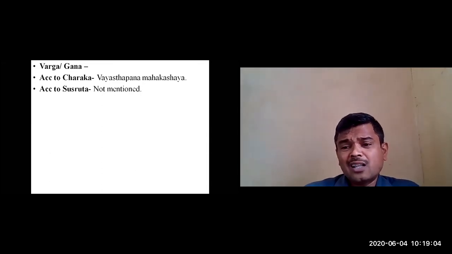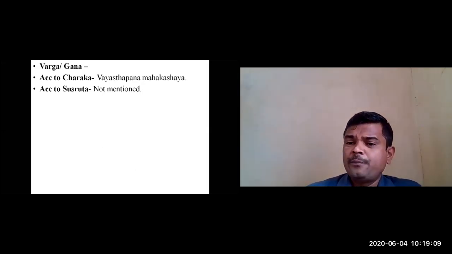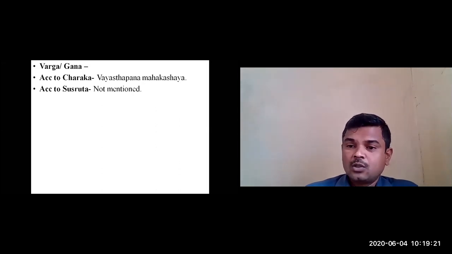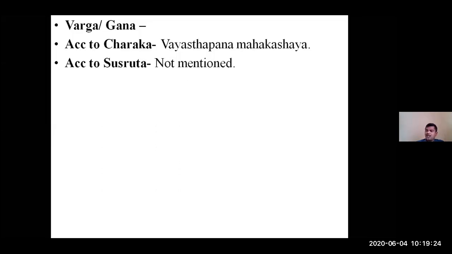Mukta and Shveta are the two types of Aparajita, Clitoria ternatea. Jivanti is Leptadenia reticulata. Atirasa is a synonym of Shatavari. Mandhukaparni, Sthira is Desmodium gangeticum, and Punarnava is Boerhavia diffusa. These are the 10 drugs which come under Vayastapana Mahakashaya.